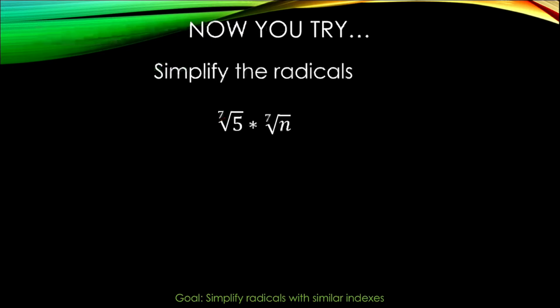Now you try. Simplify this radical. Pause the video. See what you can do. Hopefully you tried this. I have the same index number, so I can say the seventh root of 5 times n, or 5n. It is as simple as that.